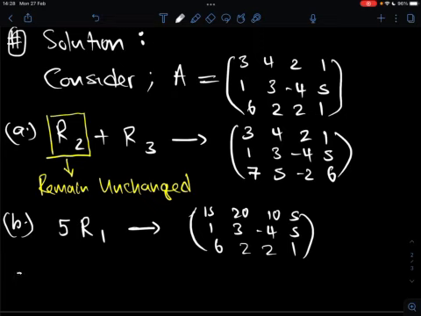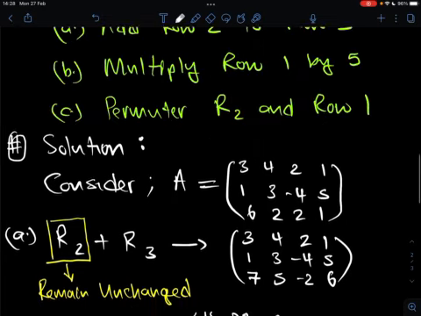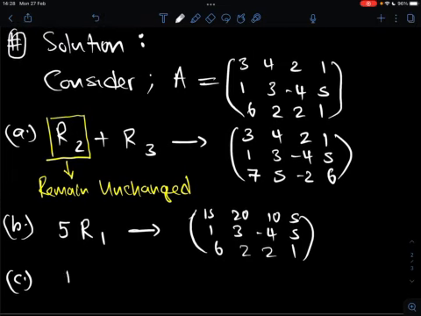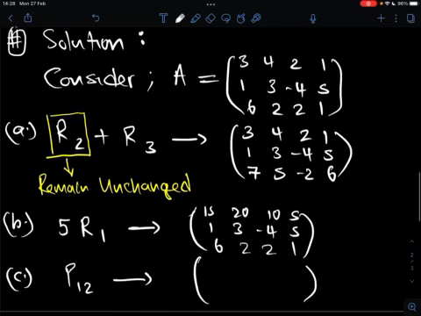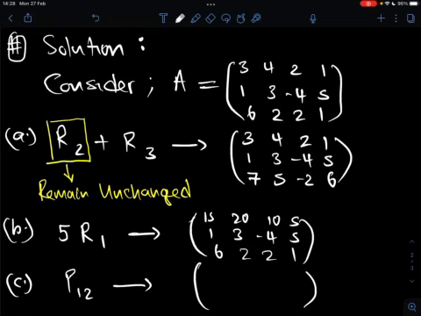Then the next thing is we are asked to permute row 2 and row 1. So I have to permute P1,2. I have to interchange row 1 and row 2. I take row 2 in matrix A and write it where row 1 is, and I put row 1 in the row 2 position. So it's like swapping these rows. When I swap them, I will have at the top 1, 3, minus 4, 5, and then at the bottom I'll have 3, 4, 2, 1. The other row will remain unchanged.